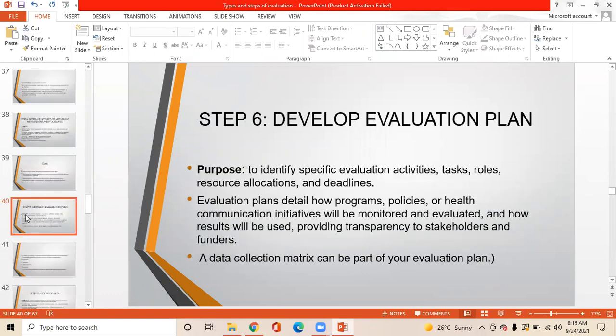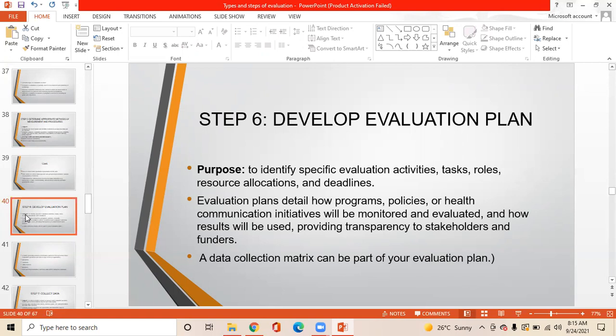Step 6 is develop an evaluation plan. Purpose is to identify specific evaluation activities, tasks, roles, resource allocations, and deadlines. Evaluation plans detail how programs, policies, or health communication initiatives will be monitored and evaluated, and how results will be used, providing transparency to stakeholders and funders.